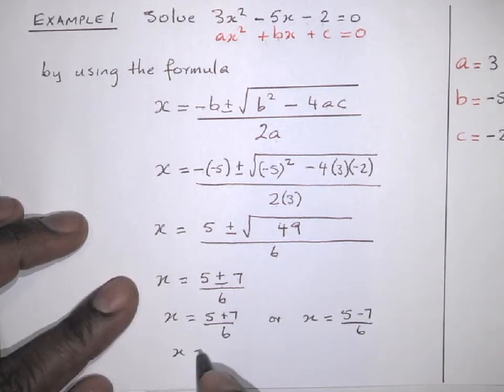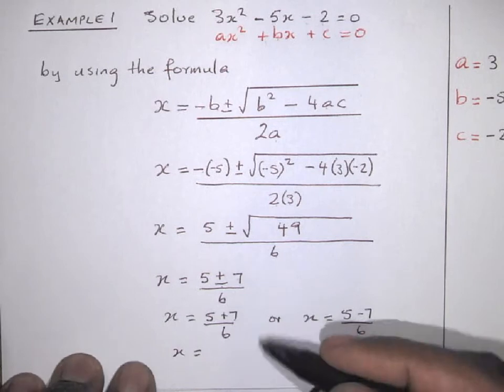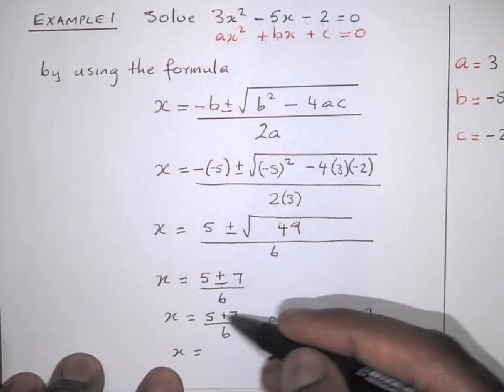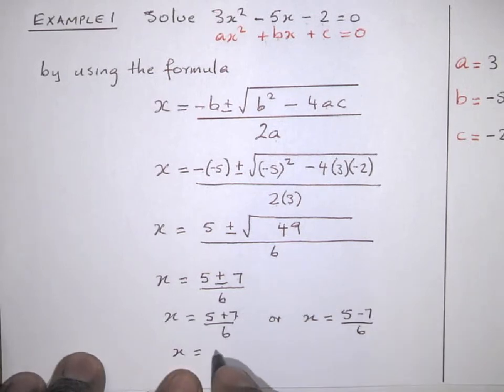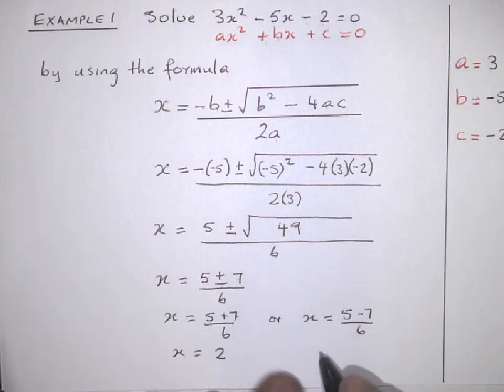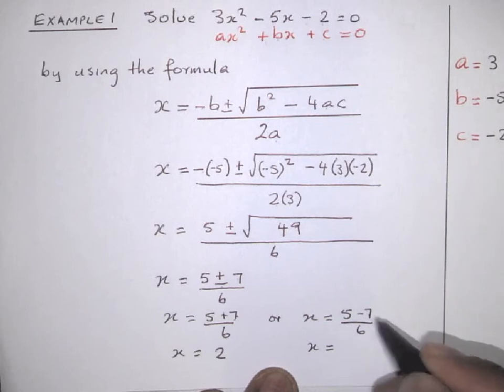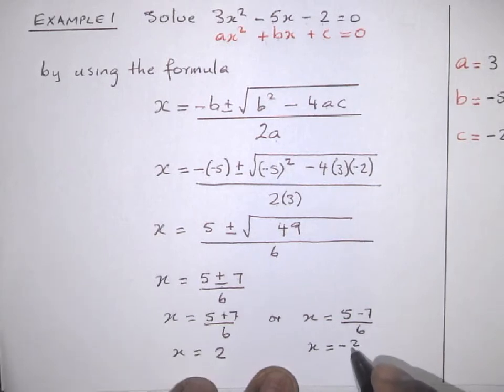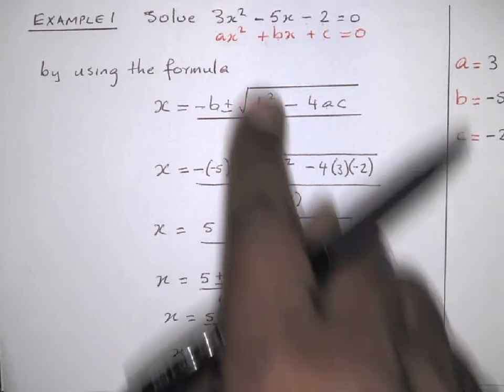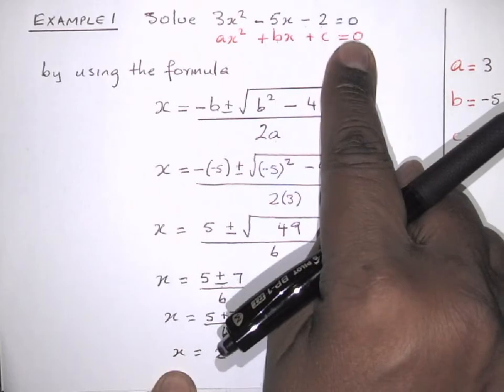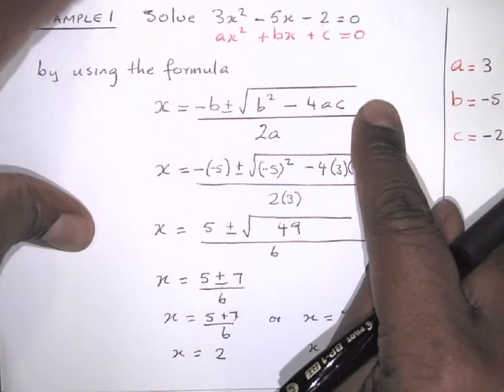So therefore the answer would be 5 plus 7, which is 12, and 12 divided by 6 gives us 2. And here the answer is x is equal to 5 minus 7, which is minus 2, divided by 6. Now minus 2 divided by 6 is minus 1 over 3. So x is equal to minus 1 over 3. So we've got two answers in solving that quadratic equation using the formula.